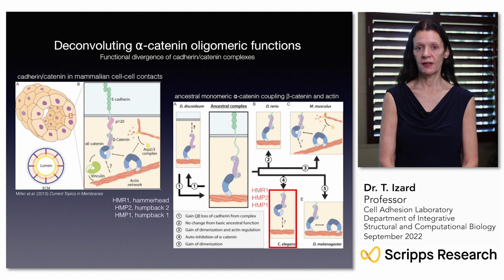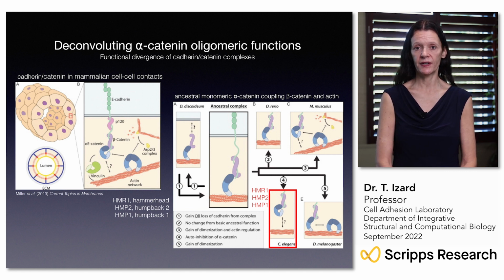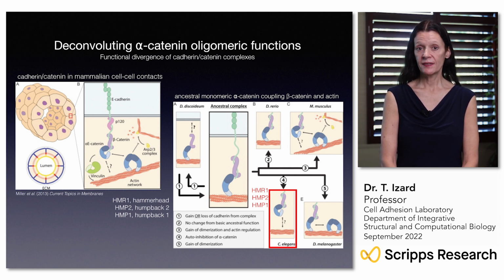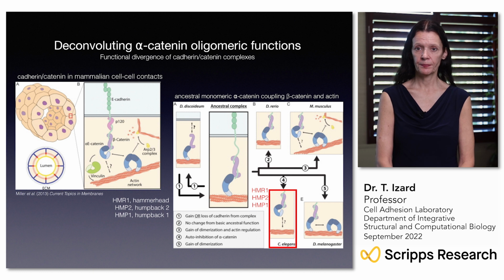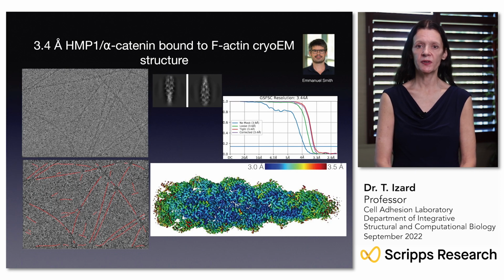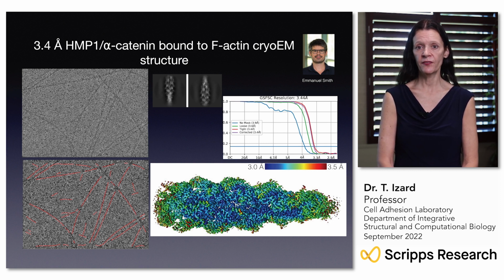So evolutionarily, it is believed that HMP1 alpha-catenin diverged from the ancestral catenin complex, but it's unclear if HMP1 alpha-catenin, when it is bound to HMP2 beta-catenin and HMR1 cadherin, shown in the red box, also binds F-actin readily. Emmanuel also determined the cryo-EM structure of HMP1 alpha-catenin bound to F-actin. The final resolution of the cryo-EM structure of HMP1 alpha-catenin bound to F-actin is 3.4 angstroms.